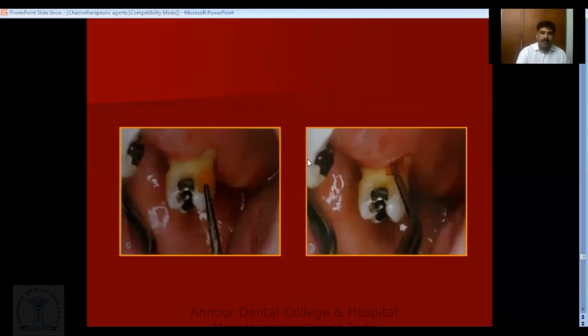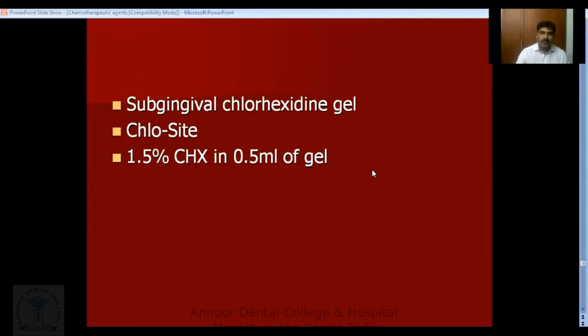Now this is a chip. You can see the chip. Okay, you place that chip into the pocket. You can use a tweezer and just insert this chip. It will stay there. If it doesn't stay there, if you feel that it will come out, then you can place a periodontal patch as an option.